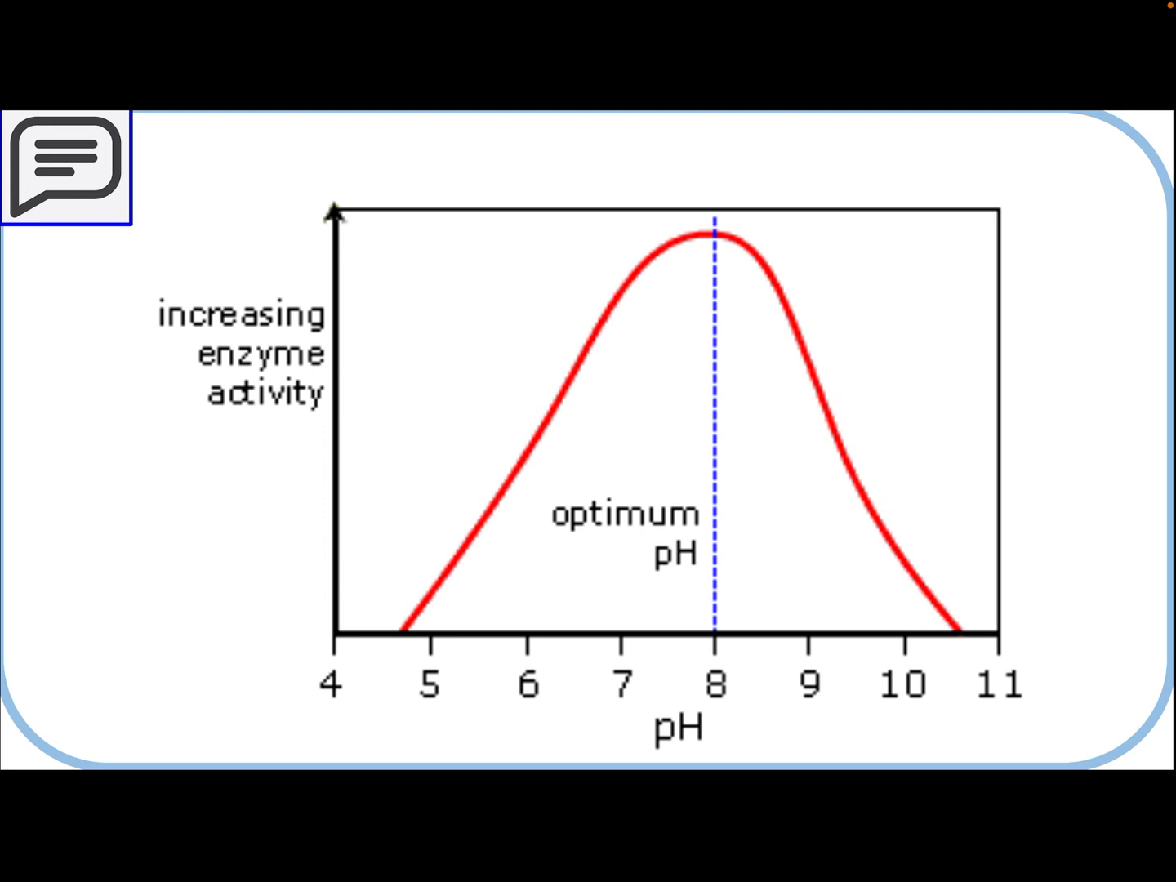The pH also affects enzymes. If it's too high or too low, the pH interferes with the bonds holding the enzymes together. This changes the shape of the active site and denatures the enzyme. All enzymes have an optimum pH that they work best at. This can be very different from one enzyme to another.